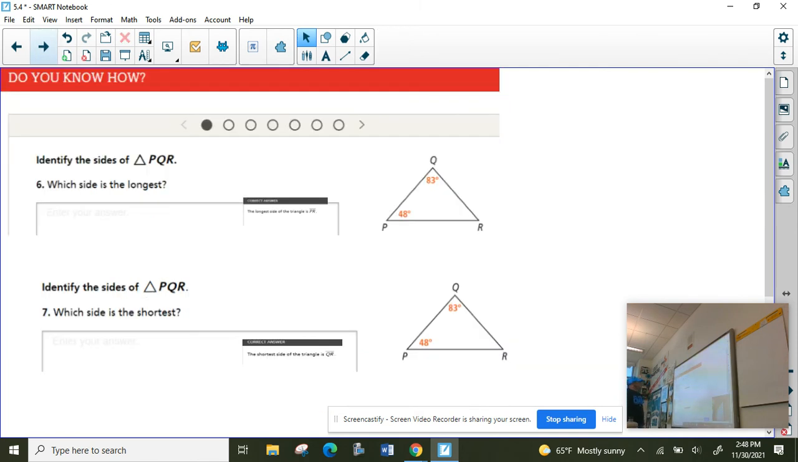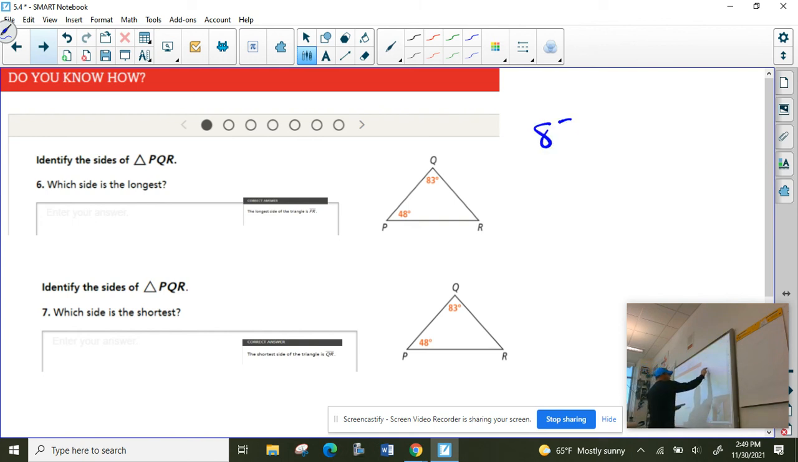All right. Now for 6, 7, 8, 9, 10, 11, and 12, if you haven't done these yet, pause the video. It's okay. Pause the video and then come back to it. All right. Hopefully you paused it. So the first thing is they want to know which one is the shortest and which one is the longest.